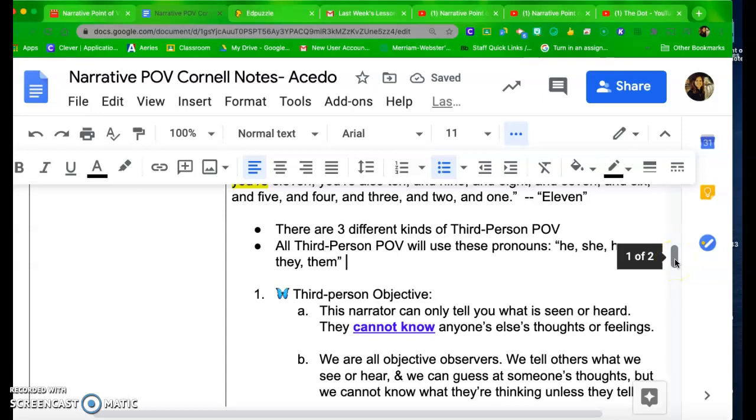What's separating the different types of third person point of view is how much awareness you as a reader have into the thoughts and feelings of the characters. So the pronouns are the same, right? You're given third person perspective.